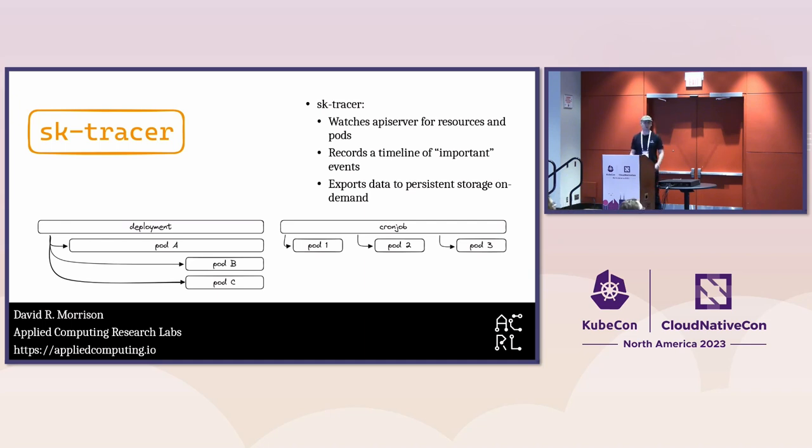So SK Tracer is watching for, it observes that the deployment was created. It then observes that pod A was started, and it's able to attach pod A back to that deployment. And then it observes that the replicas for the deployment changed sometime later. It records that event, and it also records that pods B and C got attached back to the deployment as well. And so then it's able to take all this stuff and replay it later on.